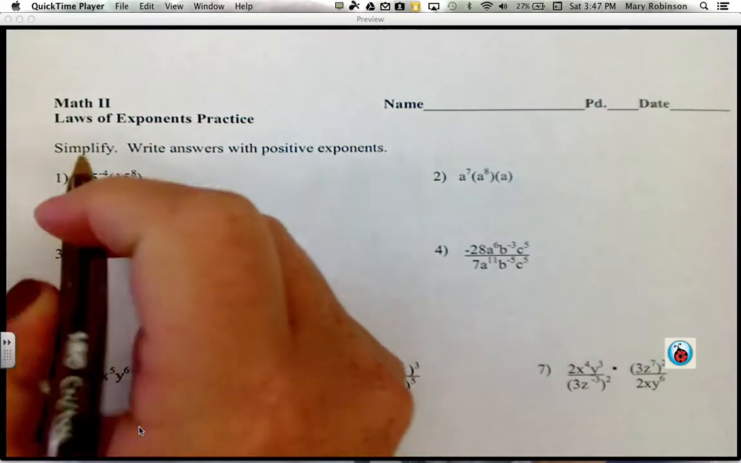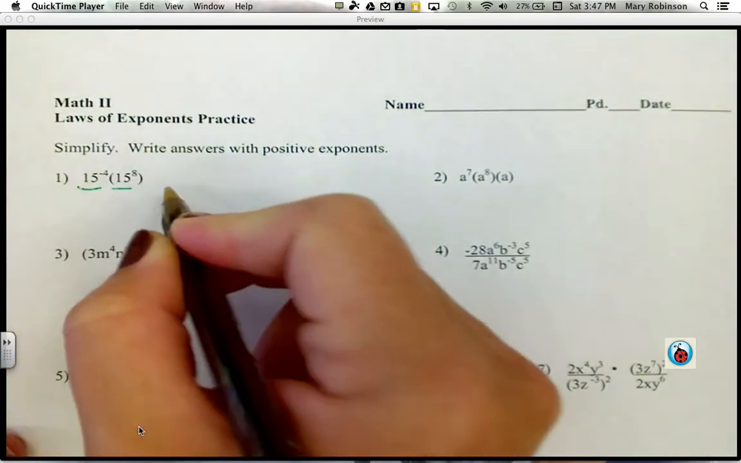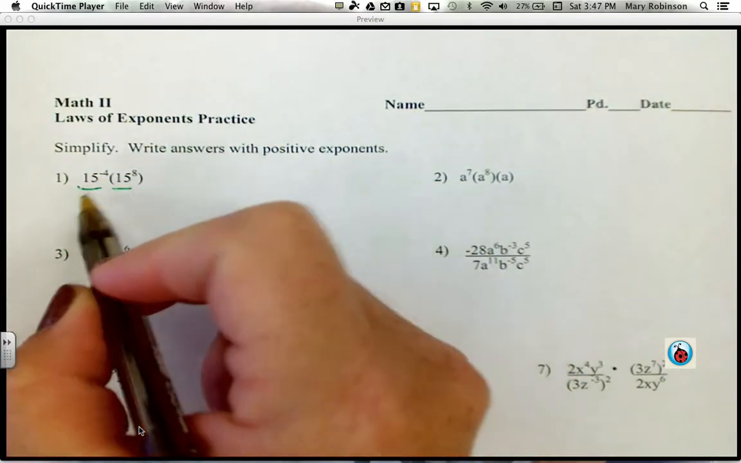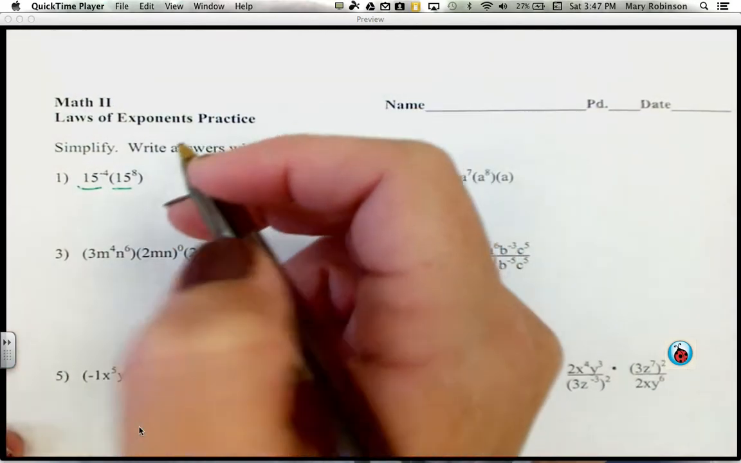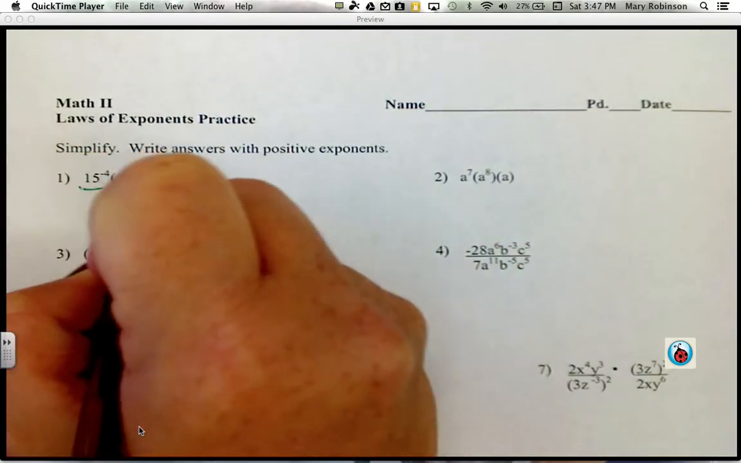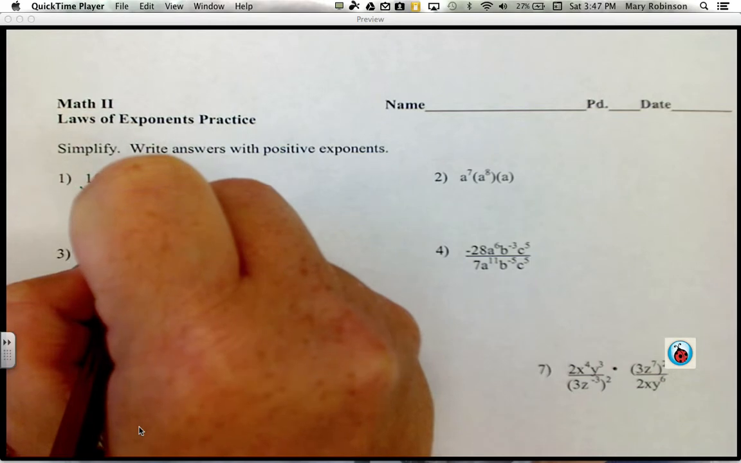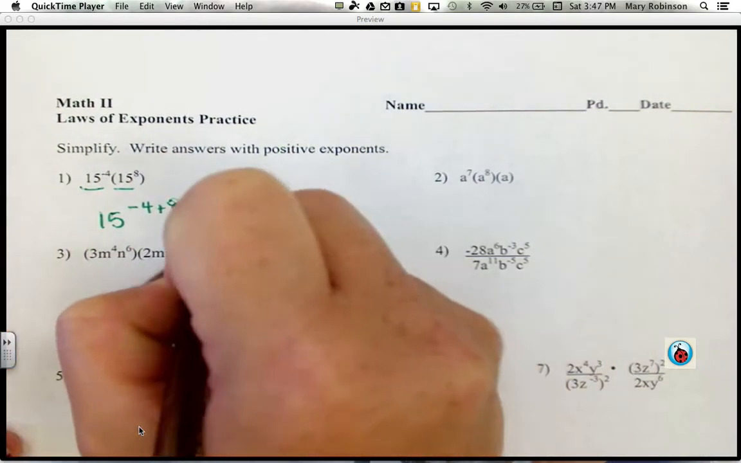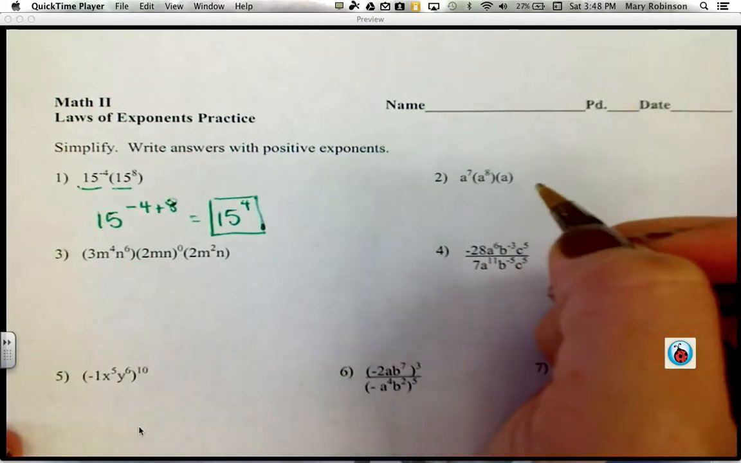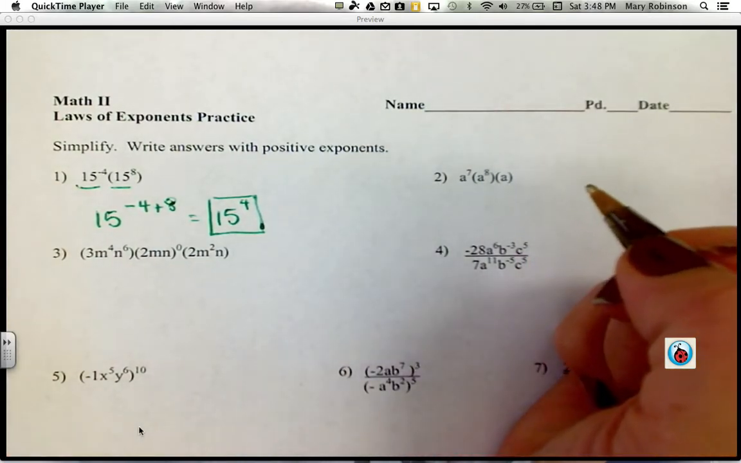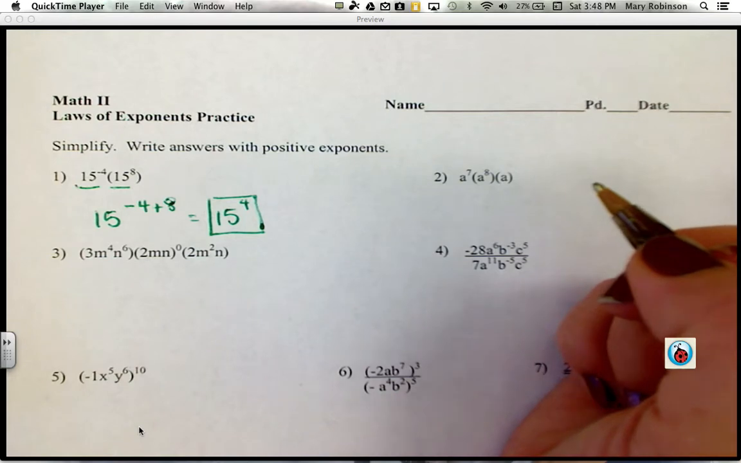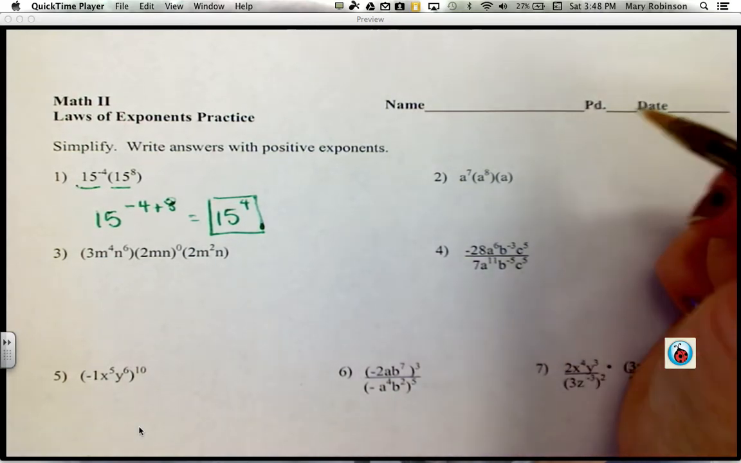So remember, when we were multiplying like bases, we want to add our exponents. So even though we have a number instead of a variable, the rules still apply. This would be 15, where we add -4 and 8 to get 15 to the fourth power. And I'm really just concerned that you understand how to apply the laws of exponents, so I'm not really concerned with the exact value, evaluated rather. You can put it in your calculator, of course.